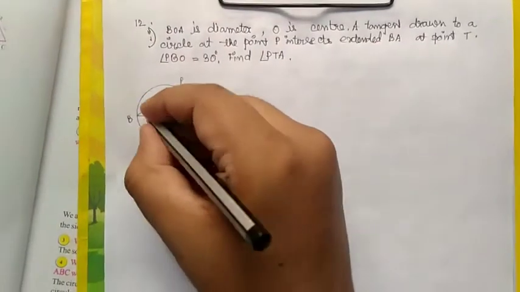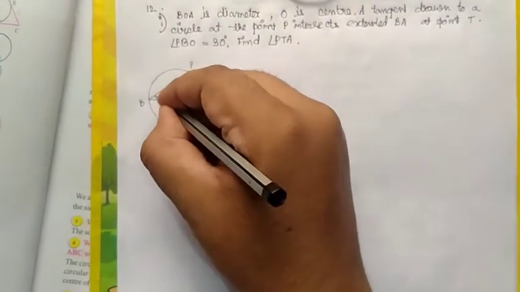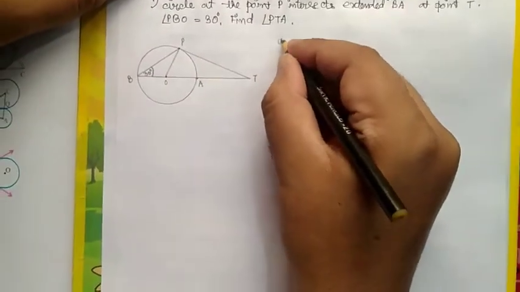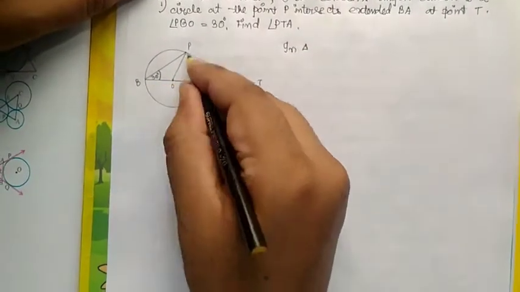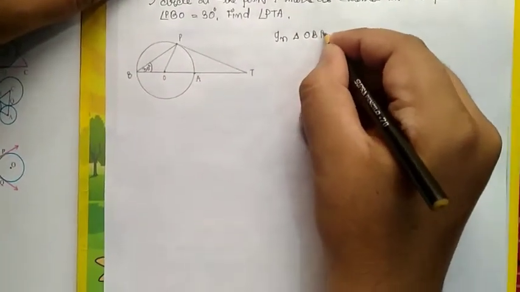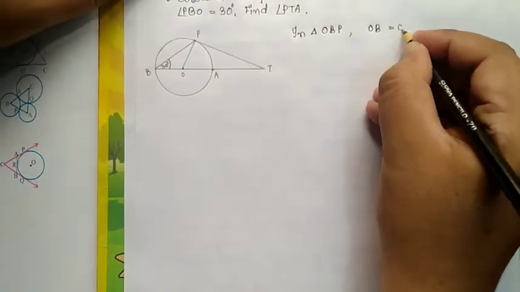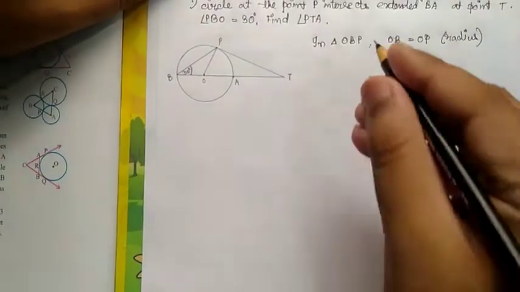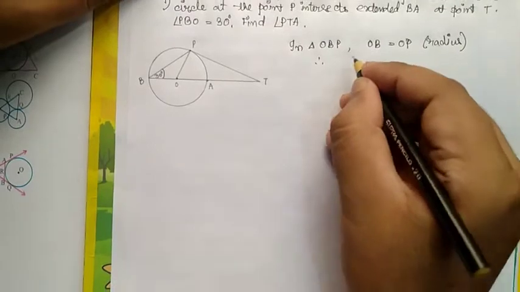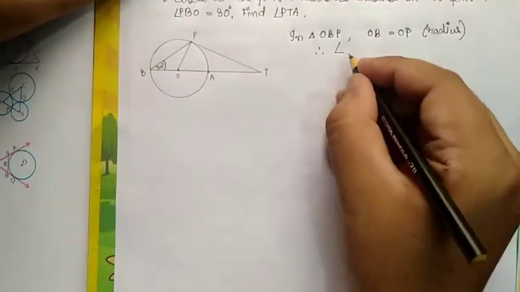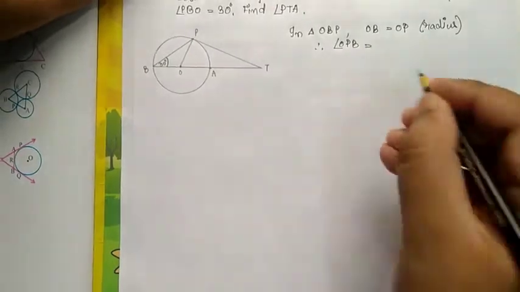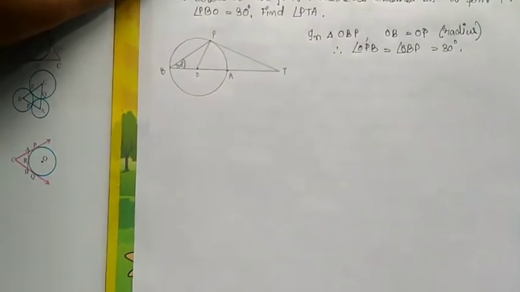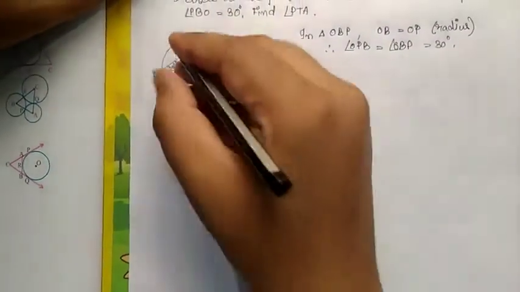First of all, this angle is given as 30 degrees. In triangle OBP, OB equals OP, radius. So the opposite angles of this triangle are equal. So opposite angle OPB equals angle OBP equals 30 degrees. So this angle also is 30 degrees.